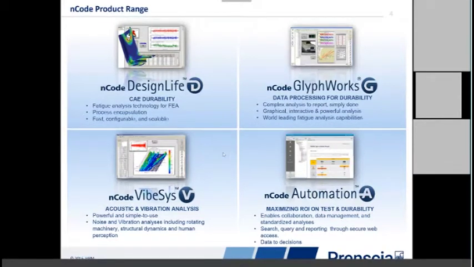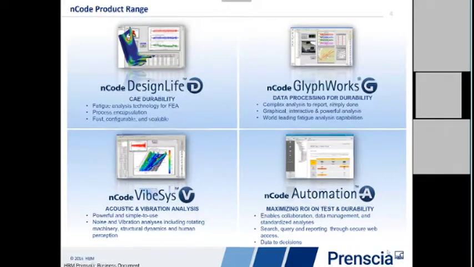It's also worth mentioning that within Prensia, we have another branch that deals with reliability. Those are the ReliaSoft software products that are very famous, like Weibull++, XFRACAS, FMEA, XFMEA, etc. That's the ReliaSoft branch. Here we're focusing on nCode VibeSys.